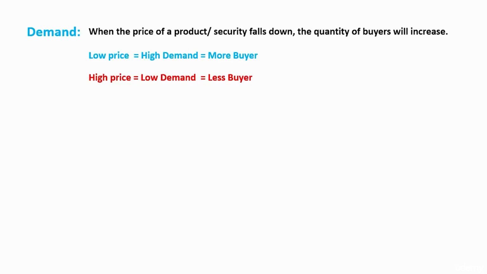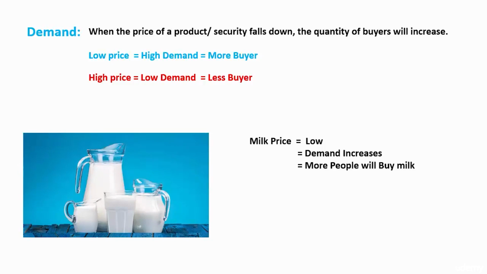For example, if the price of milk becomes low or cheap, then the demand of milk will increase, for which more buyers would be willing to buy milk. On the other hand, if the price of milk becomes high or expensive, then the demand of milk will decrease, for which fewer buyers would be willing to buy that milk.